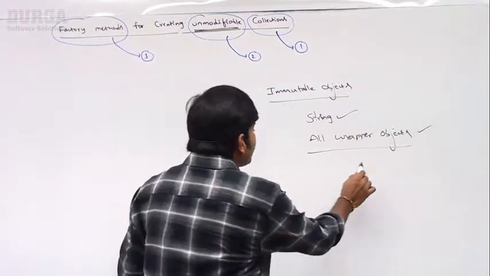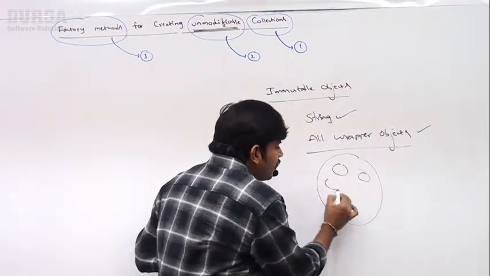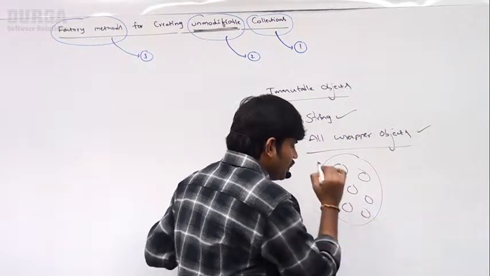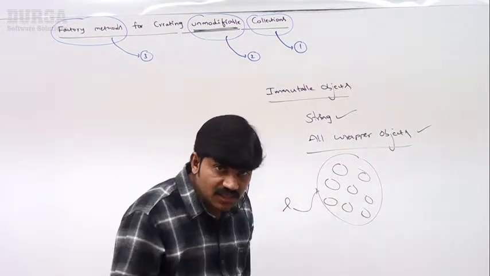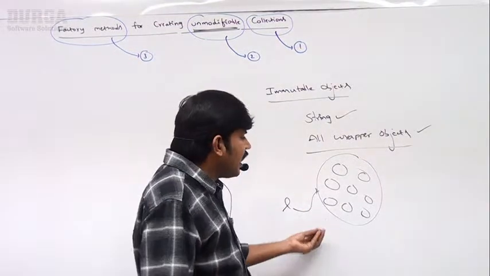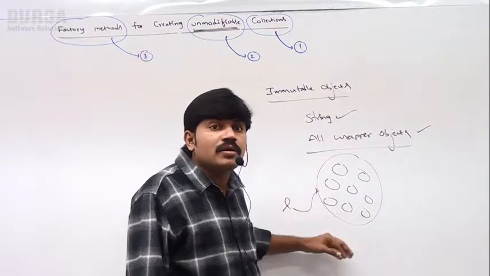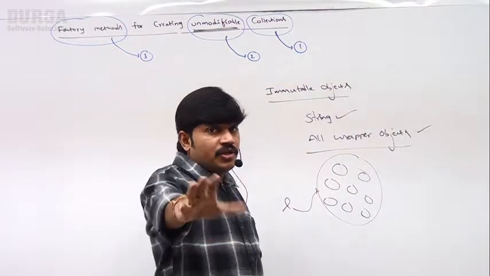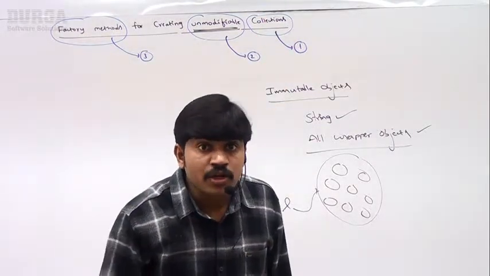Suppose I created one collection object. Assume that inside the collection, there are multiple individual objects. Once you create this collection object, you can't add a new element, you can't remove an existing element, you can't replace an existing one, you can't change anything. Such type of objects are by default considered as what?